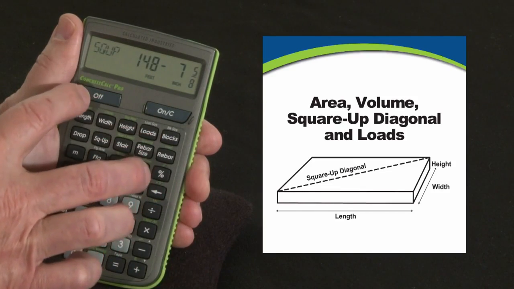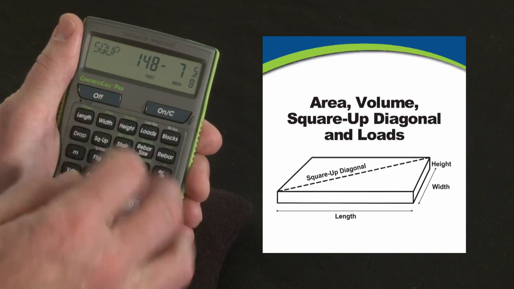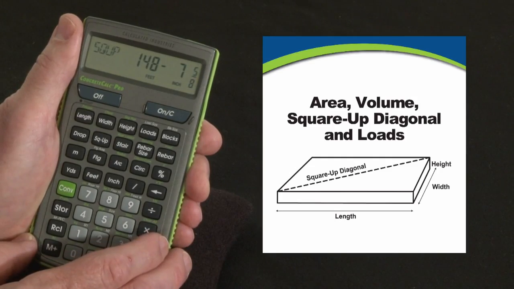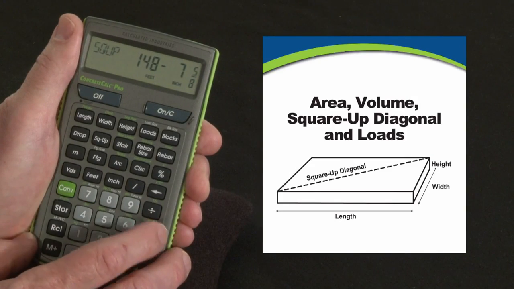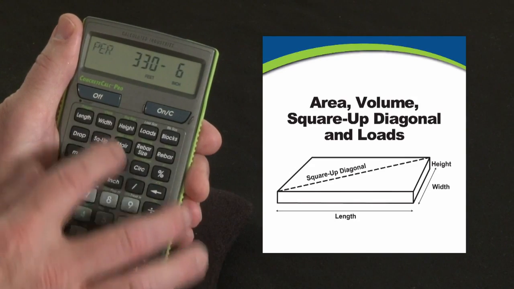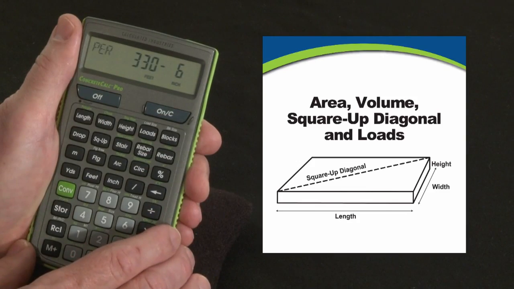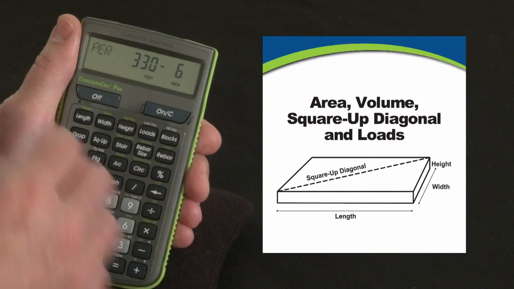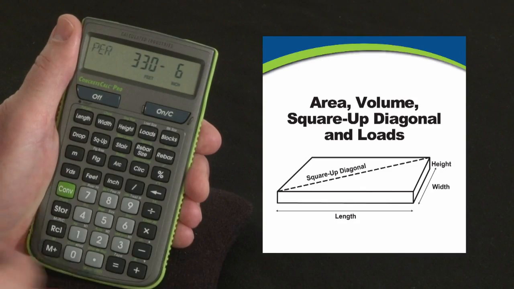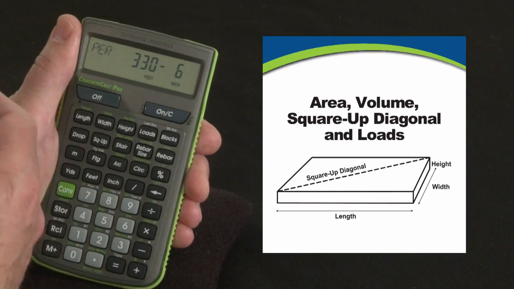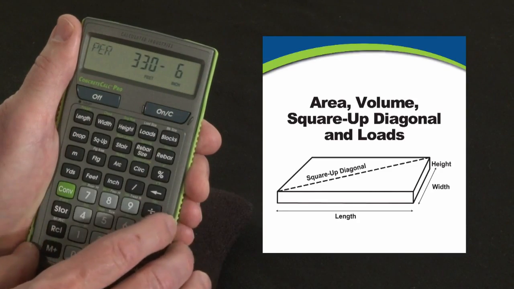There's our square up diagonal, 148, 7 5/8, corner to corner. If you're setting those forms, you want to pull a diagonal, you better make sure it measures that to be square. Press it again. Perimeter. We got 330 feet and 6 inches all the way around this. So if you're setting forms, you're going to need that many lineal feet of form boards or any kind of other trim or treatment that goes around the perimeter.